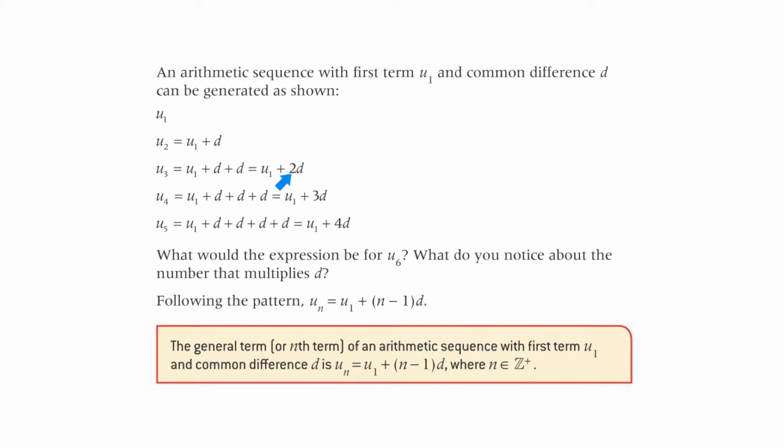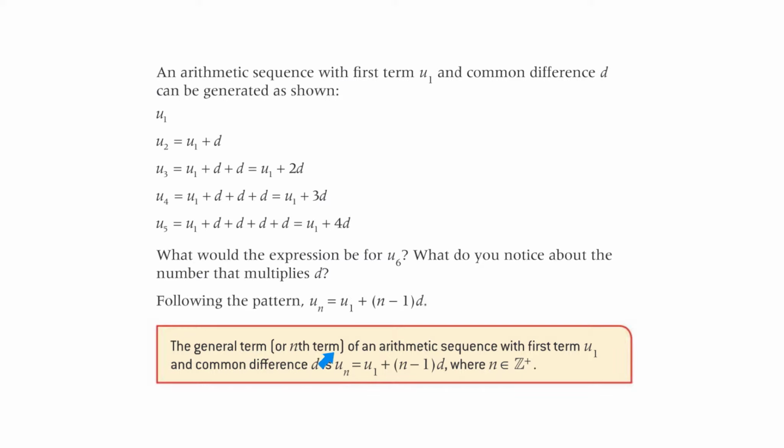Well, if that's n, we consider that n, right? That's the first term, the second term, the third term. So this number is n minus 1. Let's have a look. Following the pattern, un equals u1 plus n minus 1 d. That's the pattern, and that's called the nth term of the arithmetic sequence.